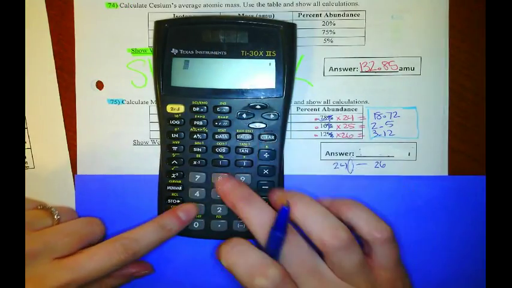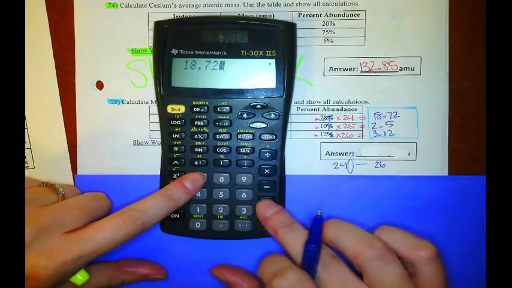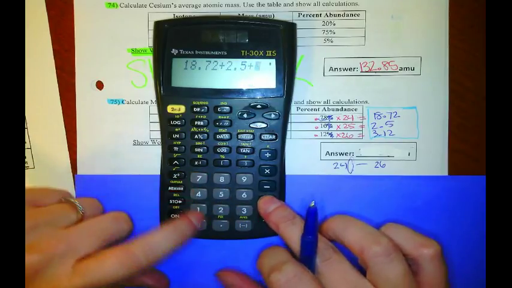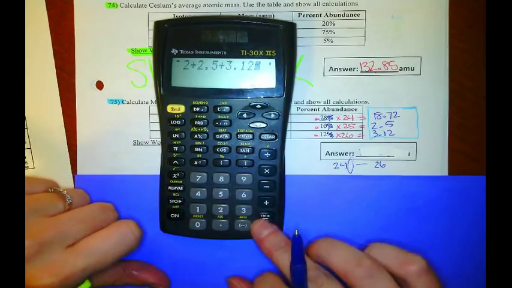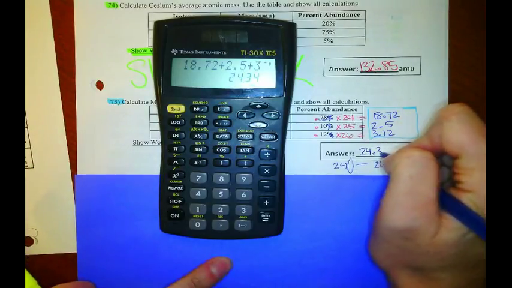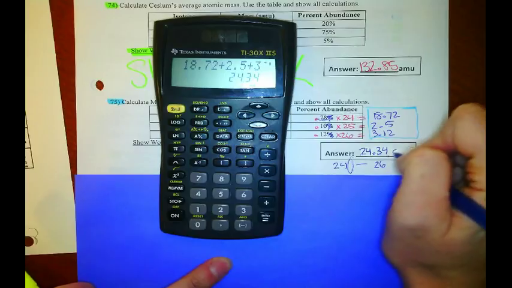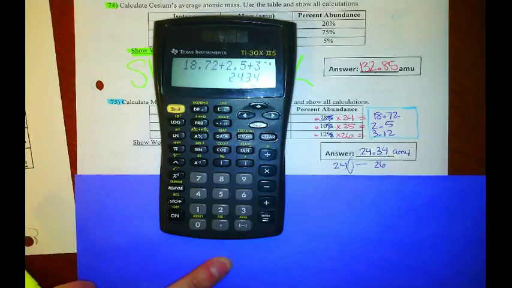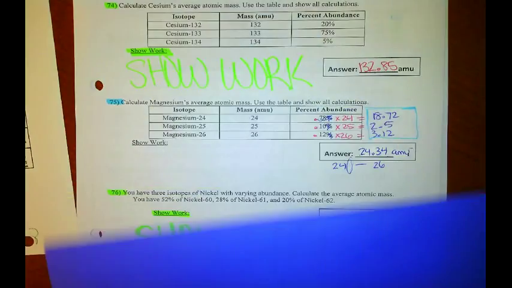So we're going to go, 18.72 plus 2.5 plus 3.12 equals, there we go, 24.34 AMU, because that's the units for atomic mass. Just like I was hoping.